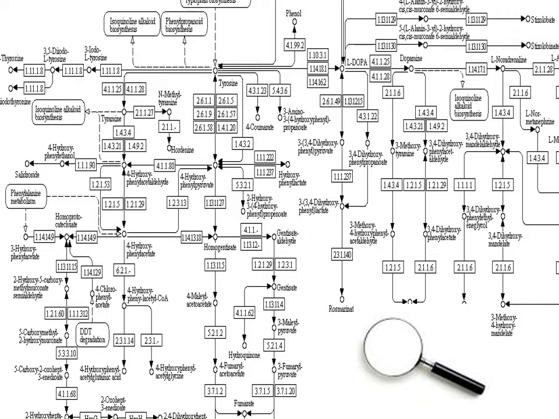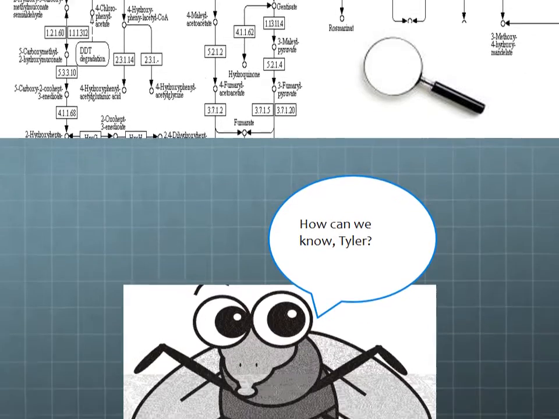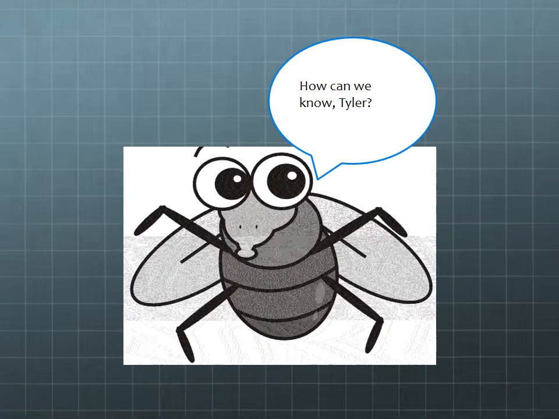Well, Fred, how can these two molecules influence something as complex and important as insulin signaling in humans? As you can see, there's a spiderweb of metabolic pathways for both phenylalanine and tyrosine, meaning it can have multiple different products and multiple different effects. How can we actually know?